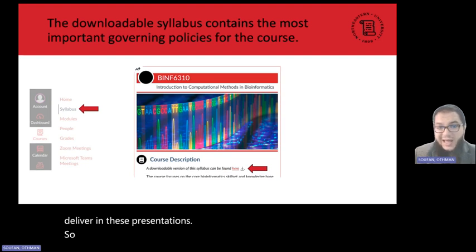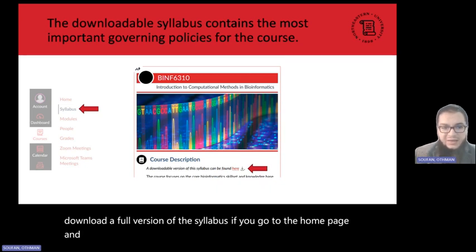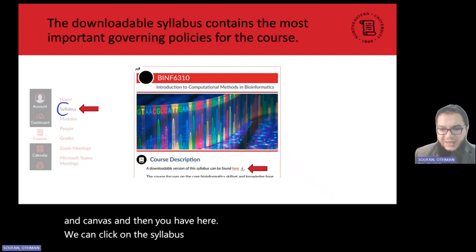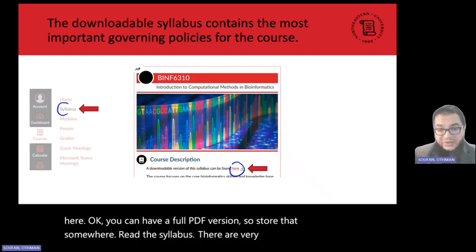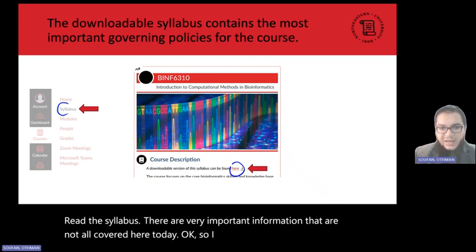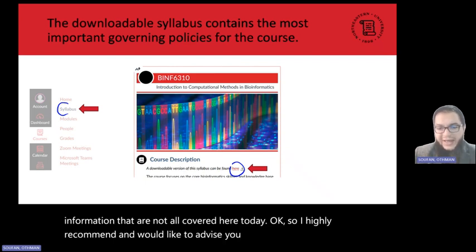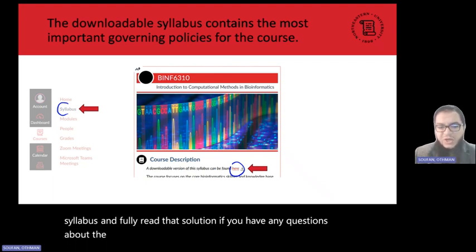So I would still highly recommend and ask you to go and download a full version of the syllabus. If you go to the home page in Canvas, you can click on the syllabus, and then you can download it from here. You can have a full PDF version, so store that somewhere. Read the syllabus. There is very important information that is not all covered here today. So I highly recommend that you download the syllabus and fully read it. And if you have any questions about the syllabus, please feel free to reach out to me.